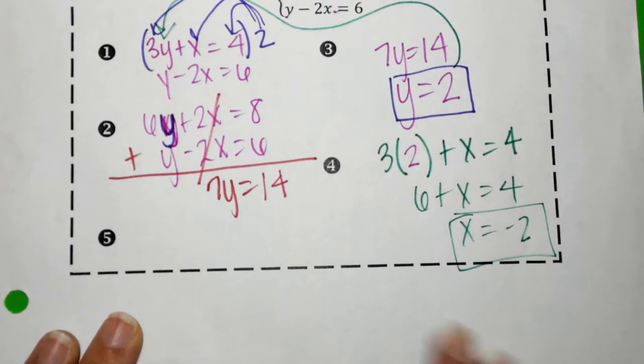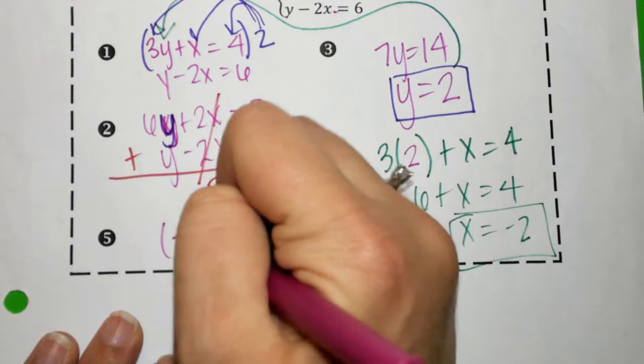Now, how do we write our answer? Do we just leave it like this? Braden? Negative 2, 2. Take a point.